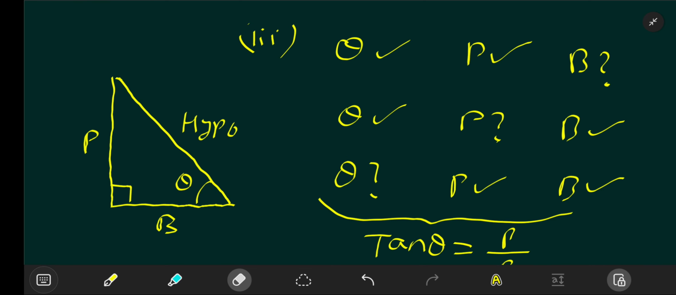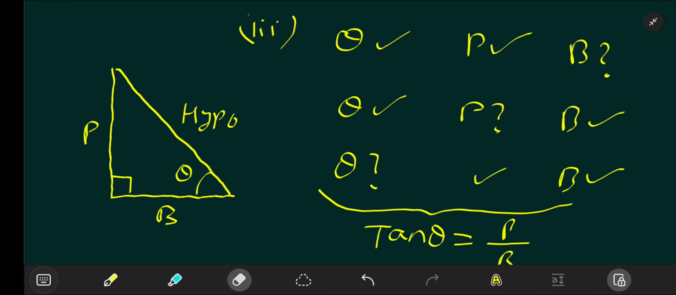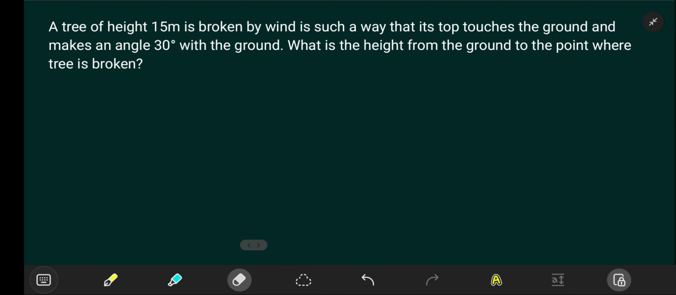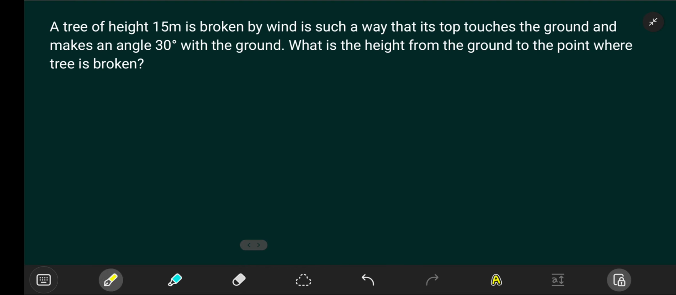This condition I have selected in the previous problem. Understood with this? Next, let's do an example.